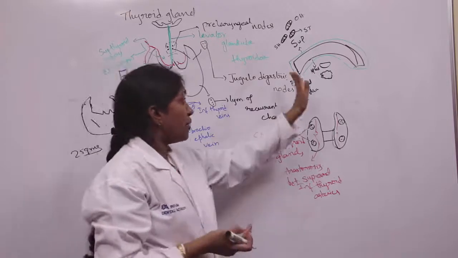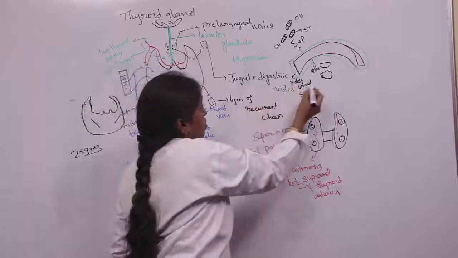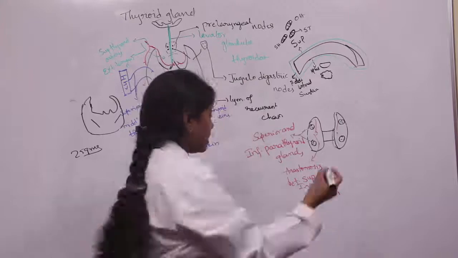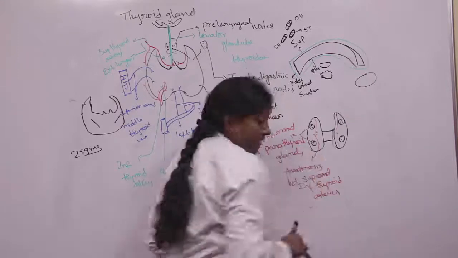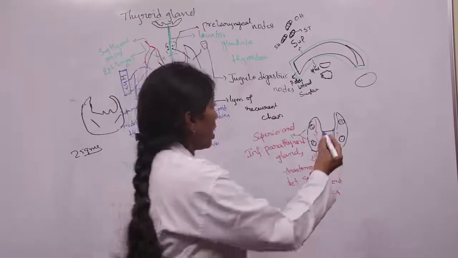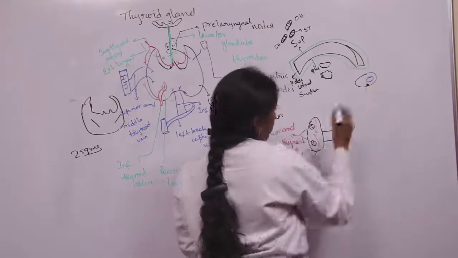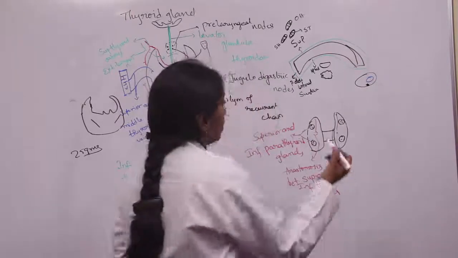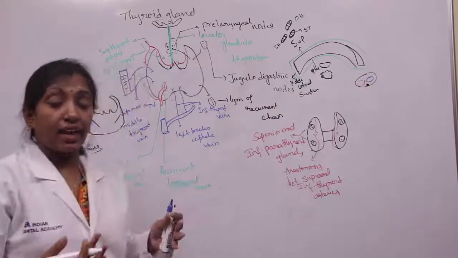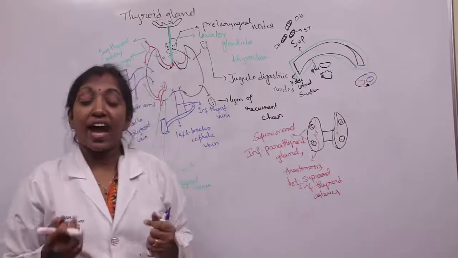Okay, and coming to the posterolateral surface, this is also the posterolateral surface, right? The posterolateral surface is related to the carotid sheath and its contents. We know that in the carotid sheath, we will have the internal jugular vein here, the vagus nerve on the posterior aspect, and the common carotid artery along with the internal carotid artery. So the posterolateral surface is related to the carotid sheath and its contents.